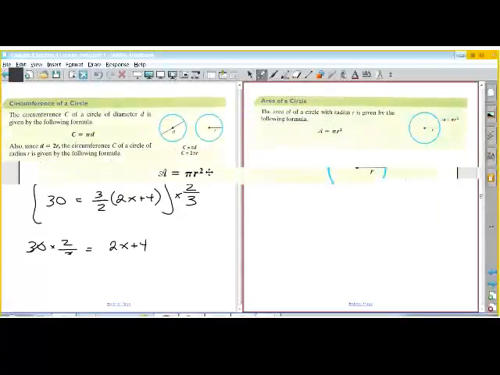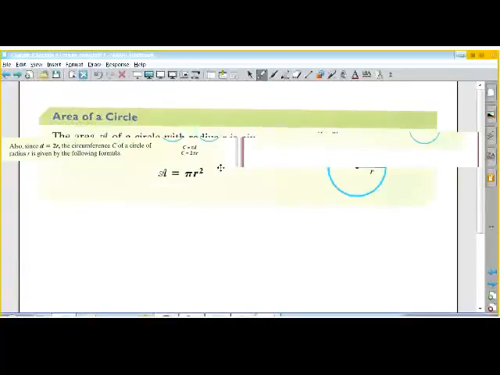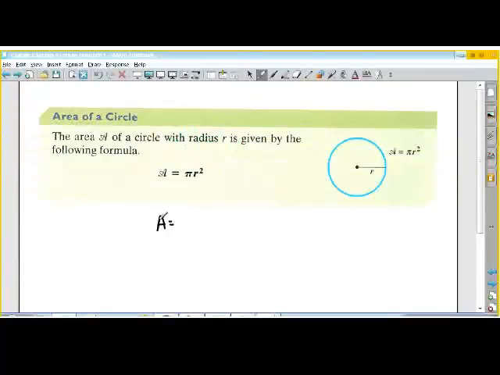Again, you should have seen that many times. And the area of a circle is pi times the radius squared. They don't show it here, but it also could be equal to pi times the diameter squared divided by 4.